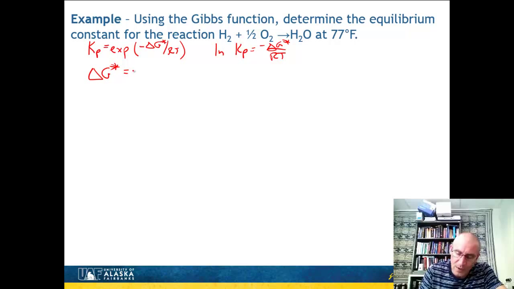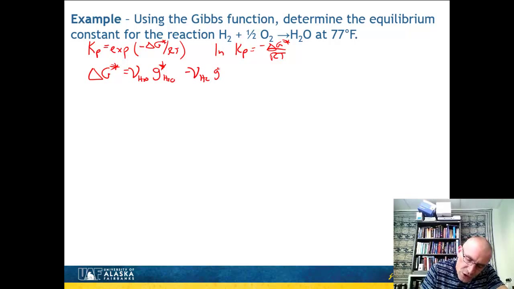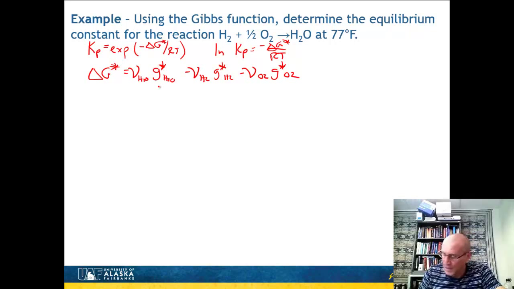And that right there is going to be equal to, this is the stoichiometric coefficient of my products. It's going to be mu of the water times G star of the water. Okay? And then I'm going to subtract the reactants, so minus mu of the H2, G star of the H2, minus mu of the O2, G star of the O2. So I have products minus reactants.